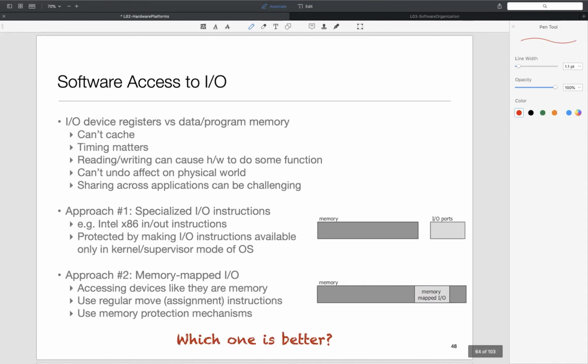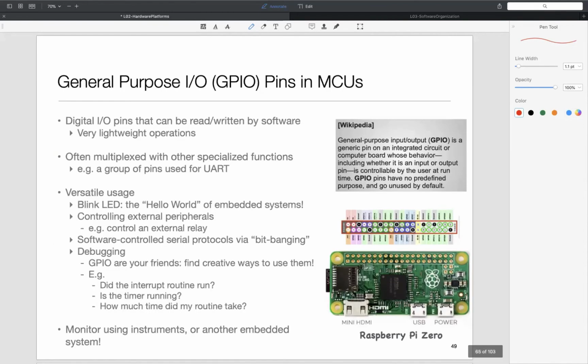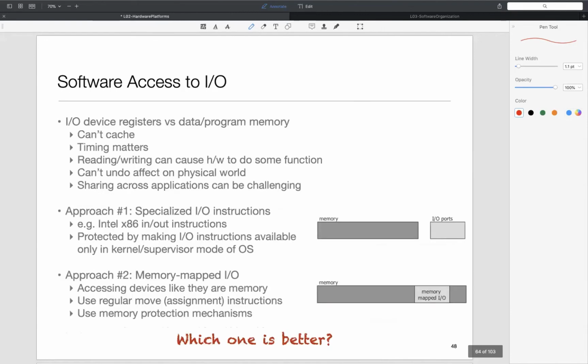So which one is better? Well, it depends, but generally speaking, I think the second strategy has won, in the sense that's what you will find. I think it's a lot cleaner strategy to work with.